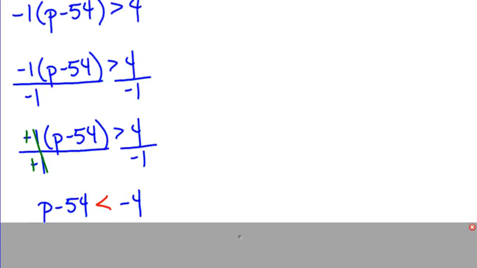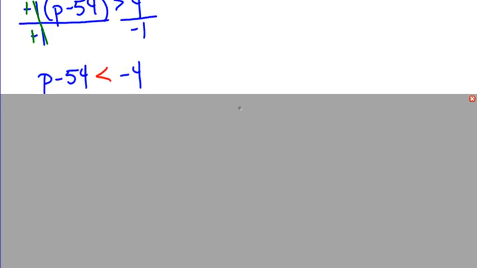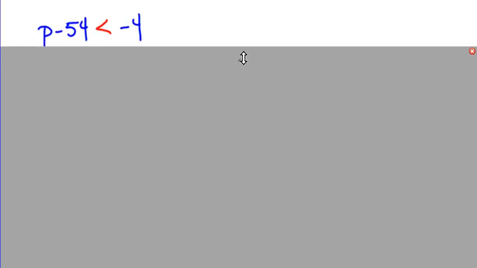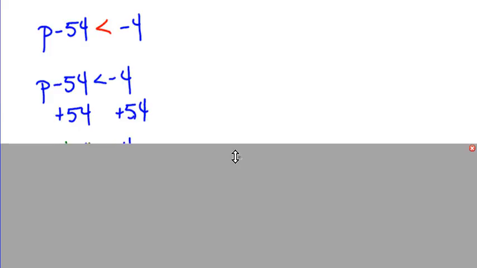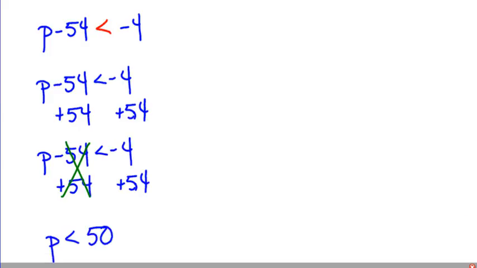So now we have to get p alone. In order to do that, we could add 54 to each side of the inequality. So p is less than 50. That's just for traveling to the left of our 0.